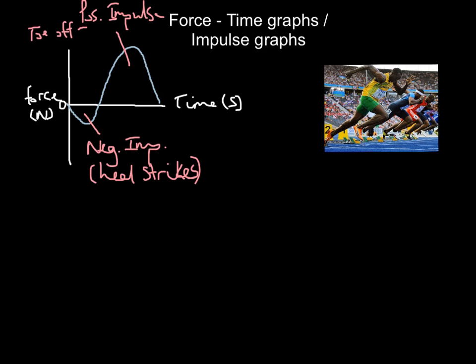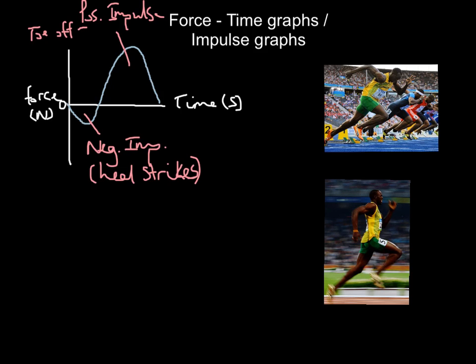What is this impulse graph showing? It's showing a period of rapid acceleration. Why? Because the positive impulse is greater than the negative impulse. Okay? So this is going to typically be 0 to 30 metres when the athlete's trying to accelerate.